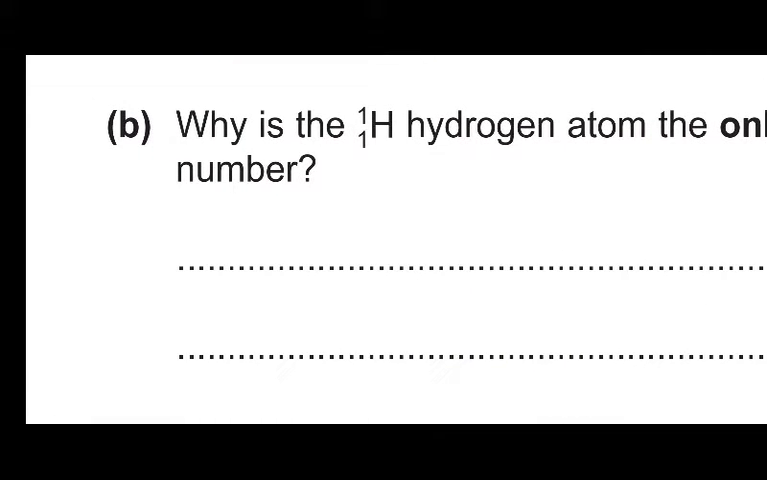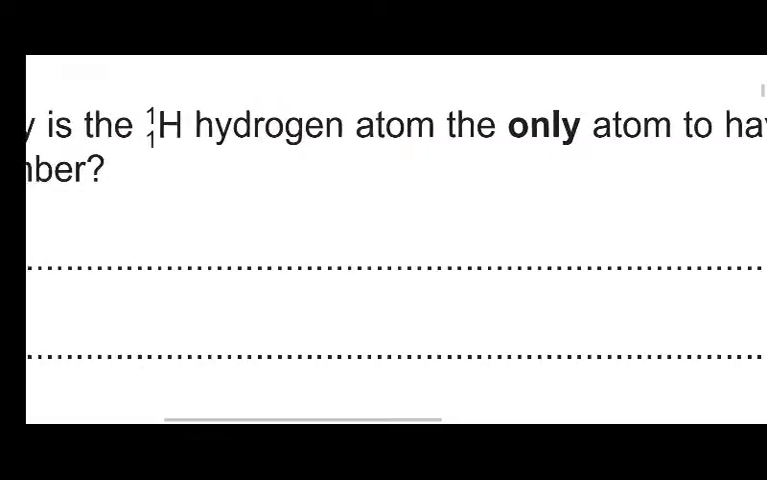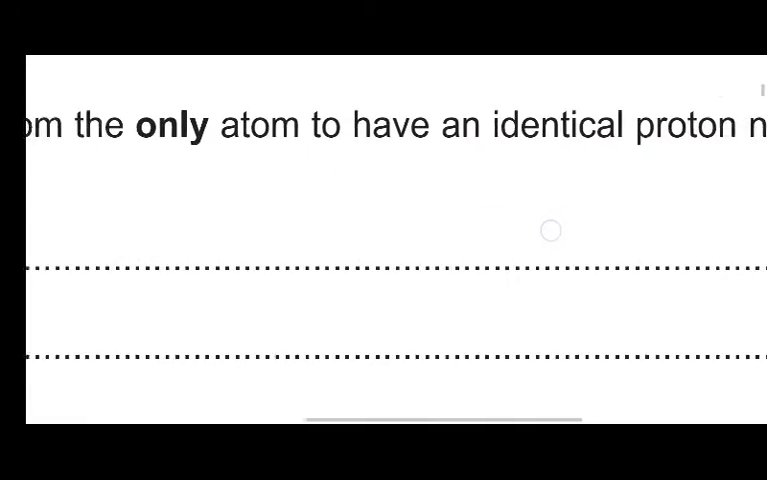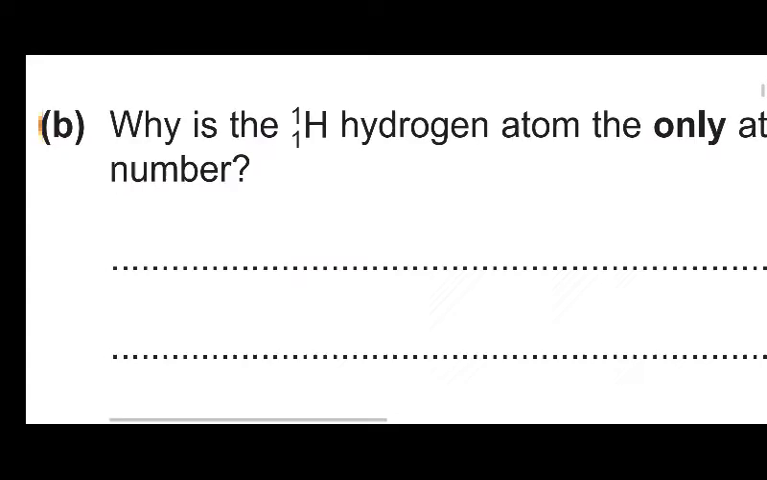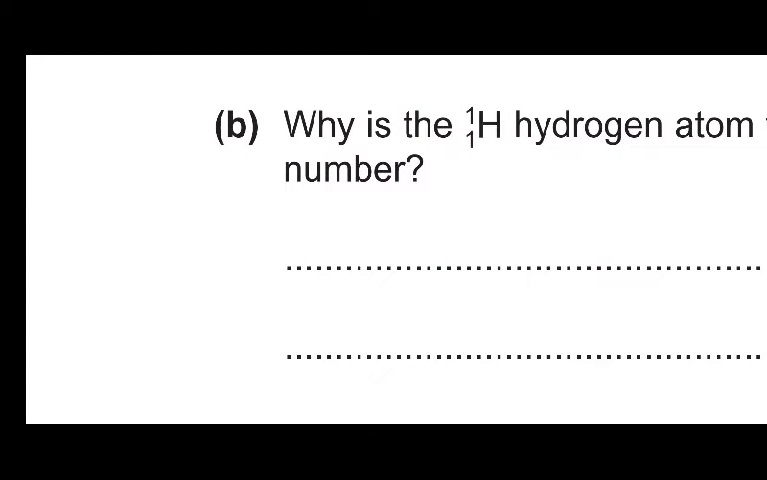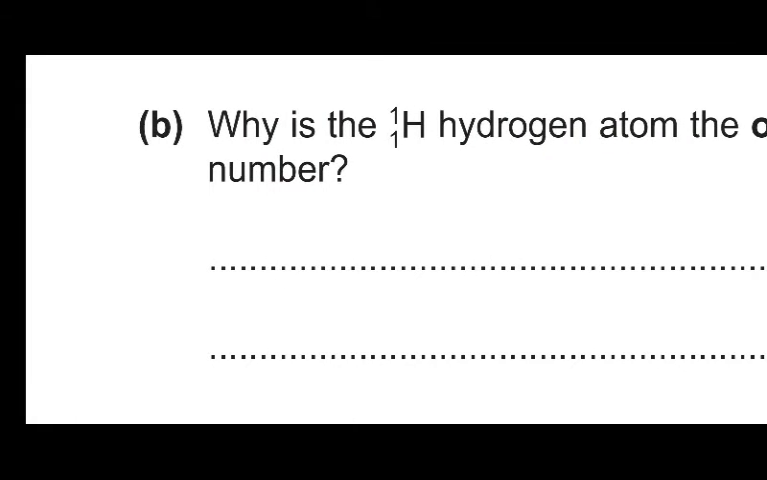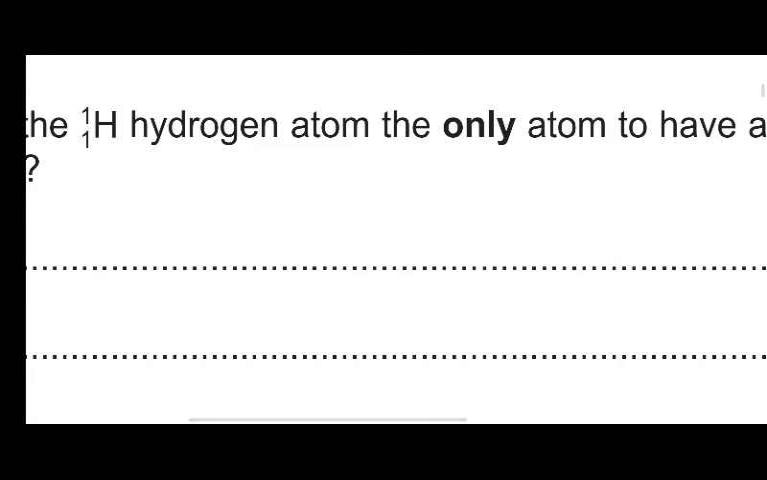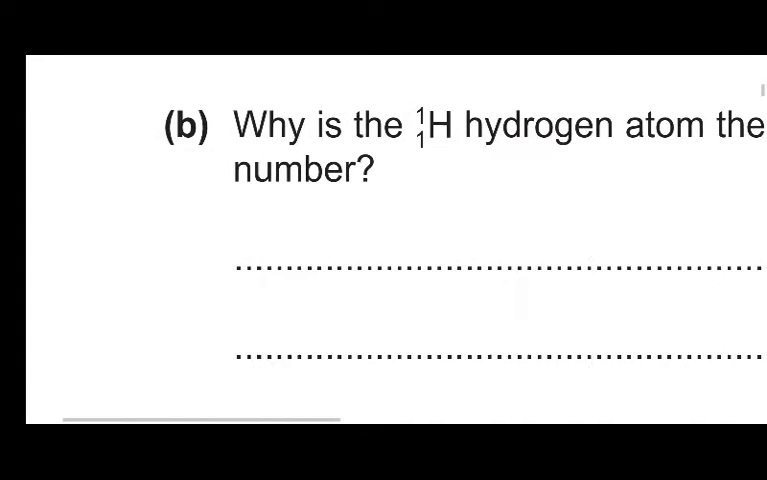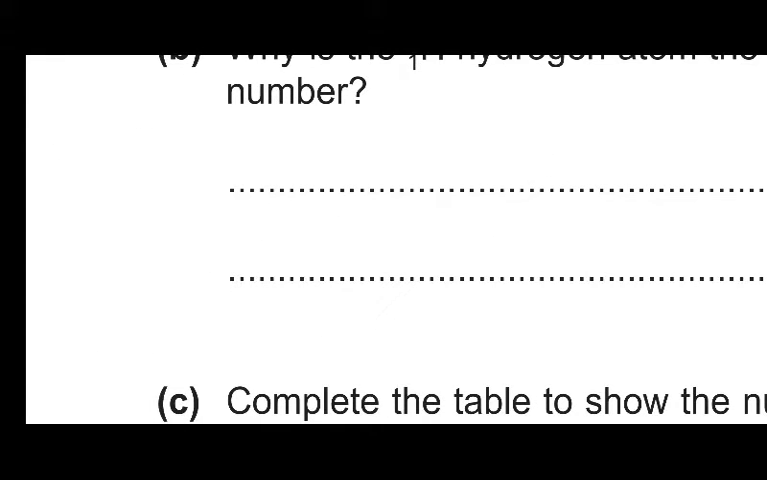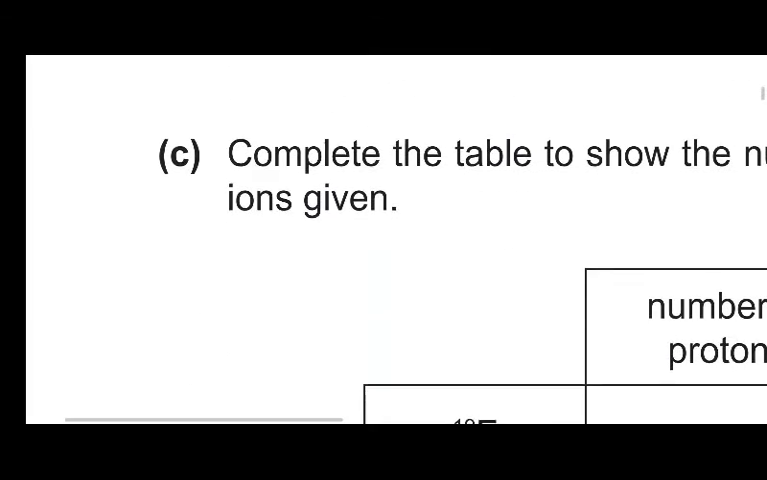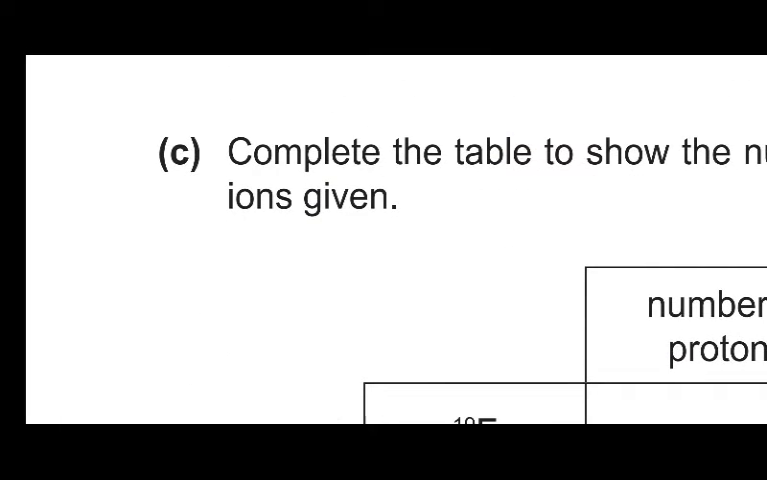Okay, let's go to B. It says, why is the... So do you see the notation? So they put the H-1-1 hydrogen atom, the only atom to have an identical proton number and nucleon number. Okay, why is it that the proton number of this atom is 1 and the nucleon number is also 1? Okay, the reason is that it doesn't have any neutron. It has 0 neutrons. I mean, that's very, very surprising.